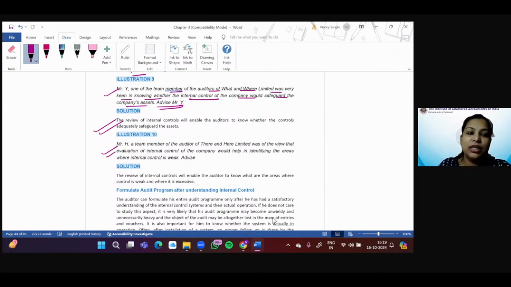Same way, next question. Mr. H, a team member of the auditor of There and Here Limited, was of the view that evaluation of internal control of the company would help in identifying areas where the internal control is weak. Advise. So this point is also absolutely correct.